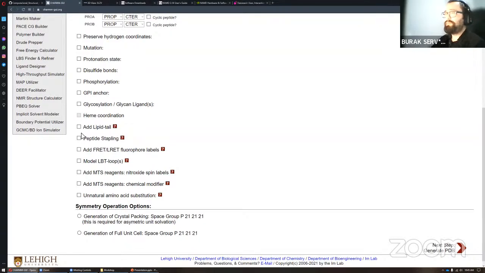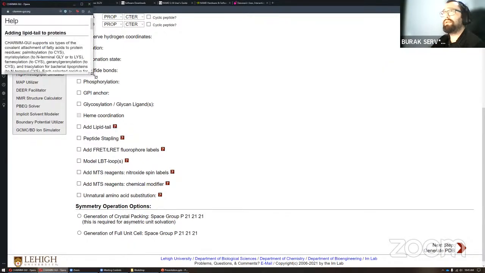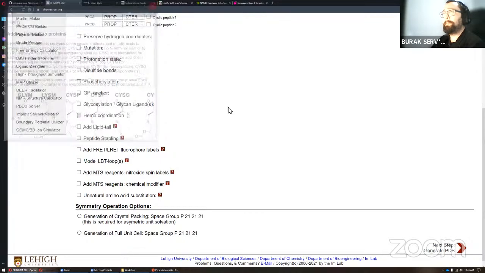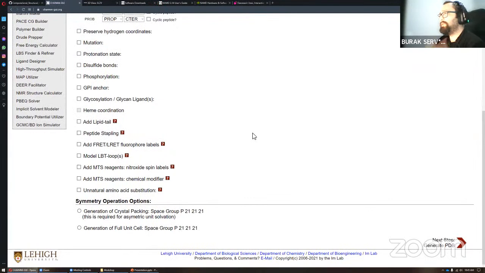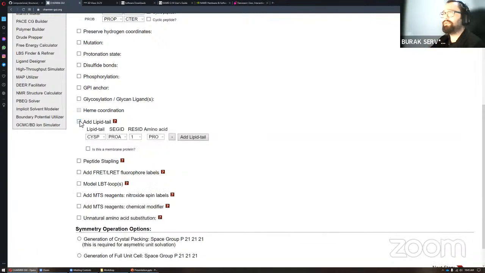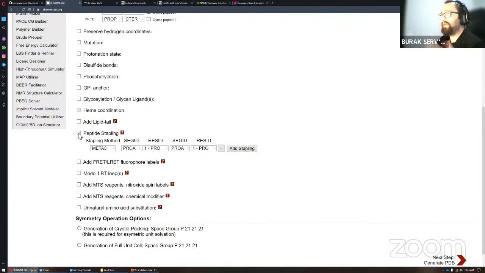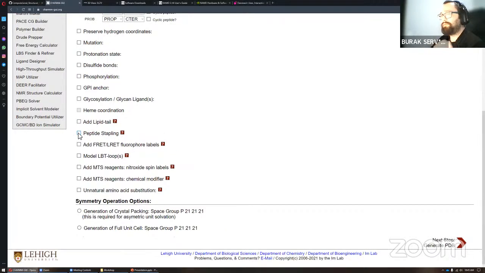But if you need more information, you can use this question mark, and every time you can check this definition. But now I want to skip this part. If you want to add any lipid tail, you can use these options for peptide stapling. Every time you can enable this part, but I want to skip these options.